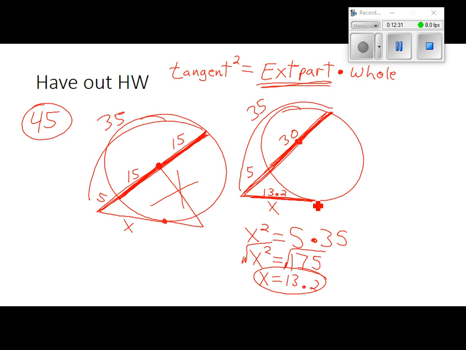Now they stuck in this other stuff over here going to the center. Did we even need any of that? Why'd they stick that in there? To confuse. Exactly, confusion.